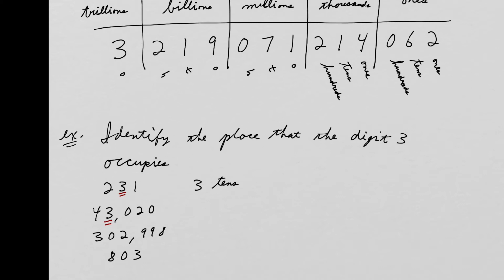So 3 thousands. In the third number, the 3 is right here. Again, what does that represent? Well, it's going to be in the hundred thousands position. So this value would be 300 thousands.